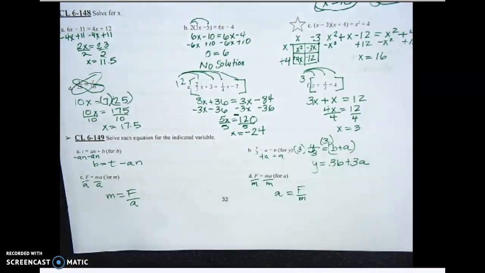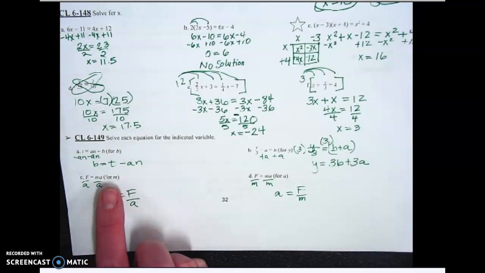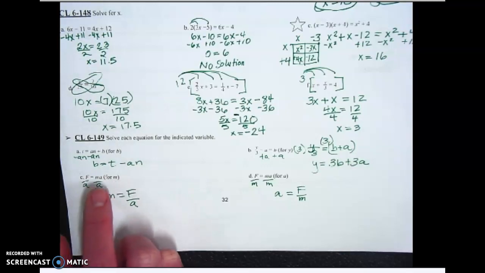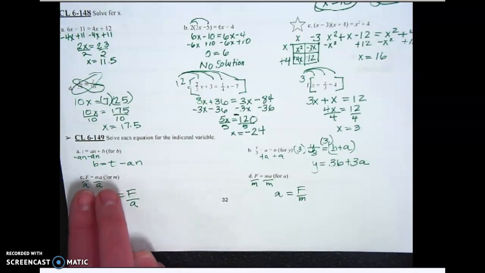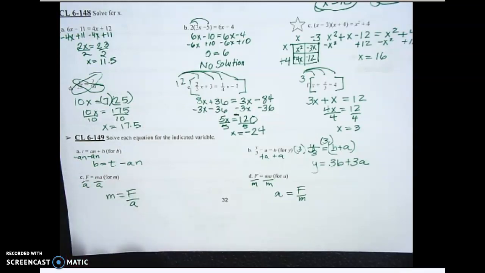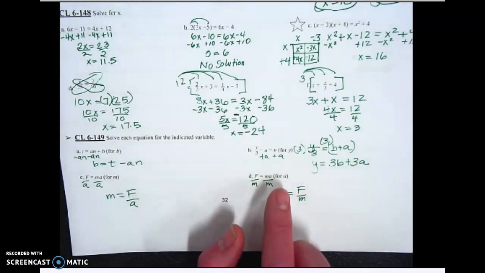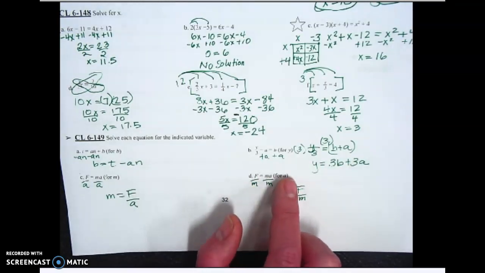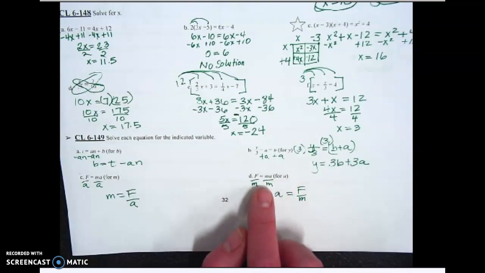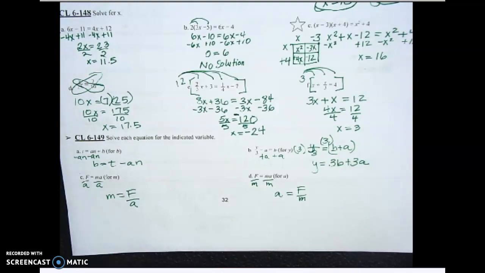All right, part C says to solve for M. You have F equals MA. M is being multiplied by A, so the inverse operation is to divide by A. D is the same exact problem, but this time, instead of solving for M, now they want you to solve for A. So you divide by the other variable, M, and you get F over M.